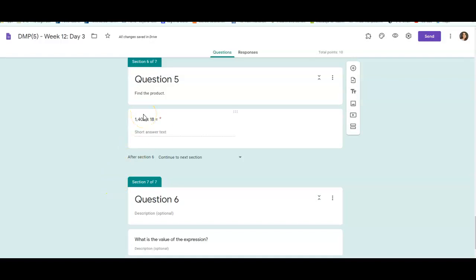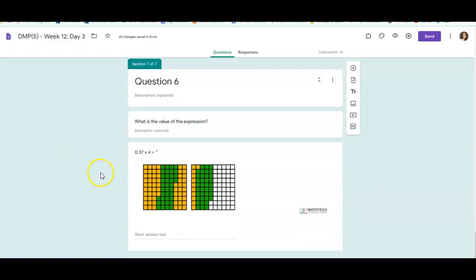Question number 5, multiplication is getting a little bit more complicated. We're doing 1,402 times 18. Remember to use lined paper to help you keep your numbers organized. And our last question, what is the value of the expression? So I have 37 hundredths times 4. This is my first, my second, my third group, and my fourth group. Be careful on your decimal point. Where is that going to go?